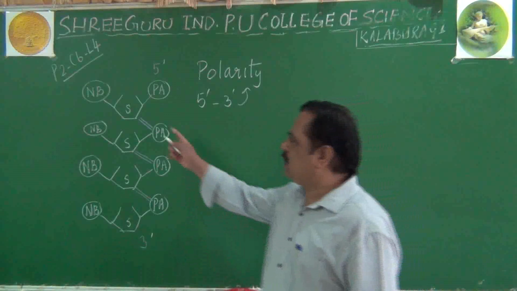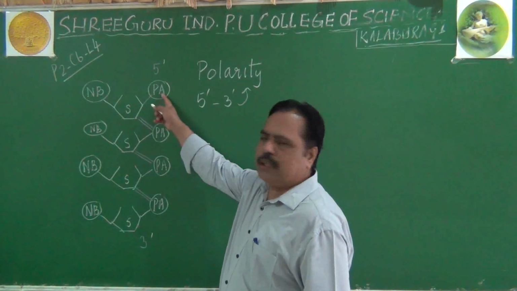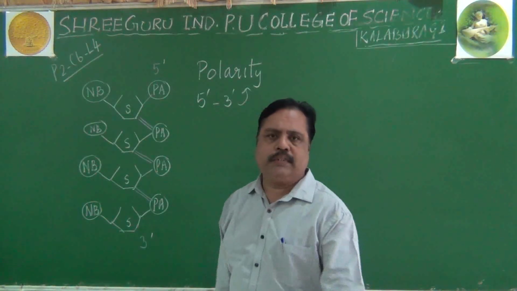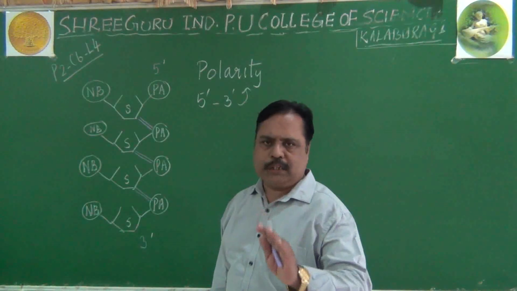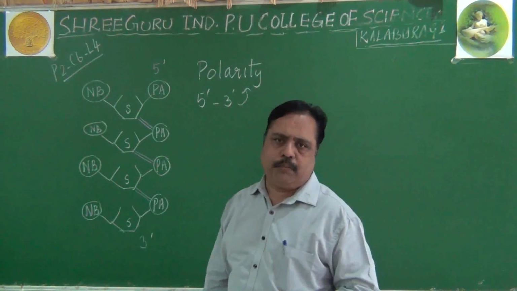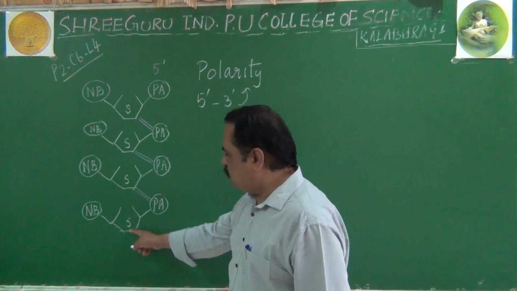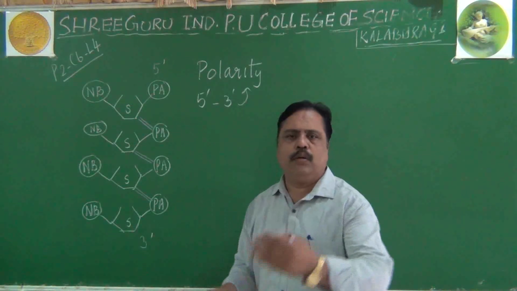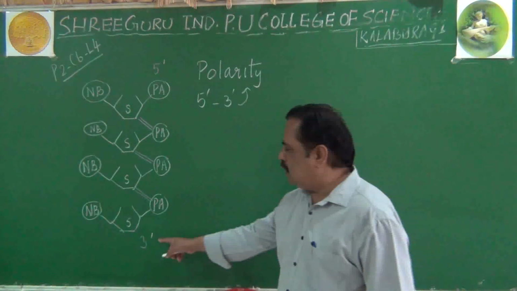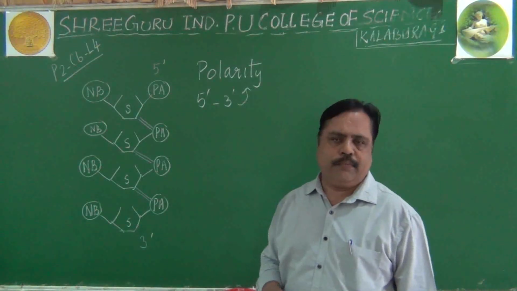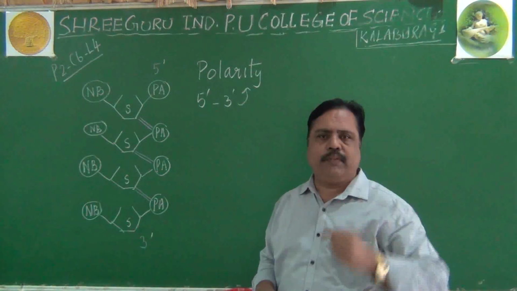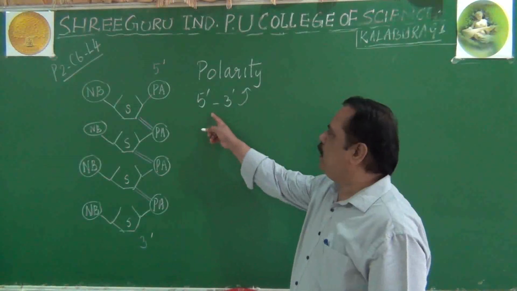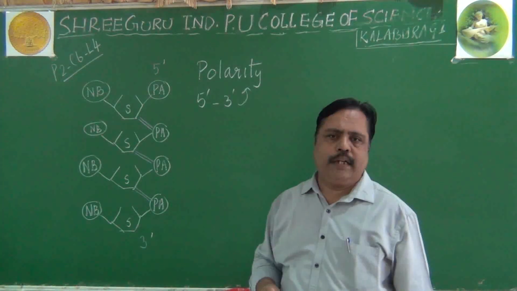Why? Because in the topmost nucleotide, the 5th carbon atom is vacant. Of course, it is with phosphoric acid, but no phosphodiester bond. In the lowermost nucleotide, there is no further phosphodiester bond. The 3rd carbon atom becomes vacant. Since 5 and 3 are vacant, it will be called 5 prime, 3 prime polarity.